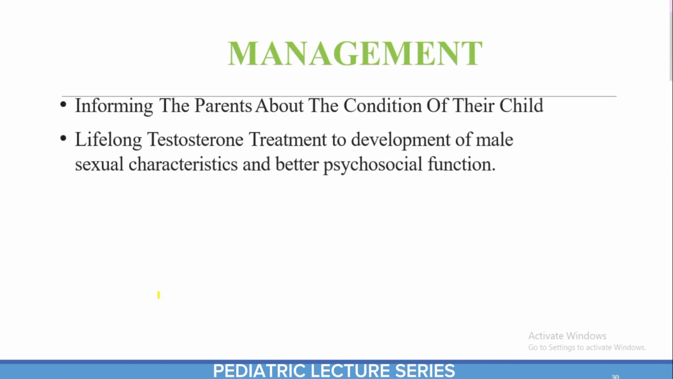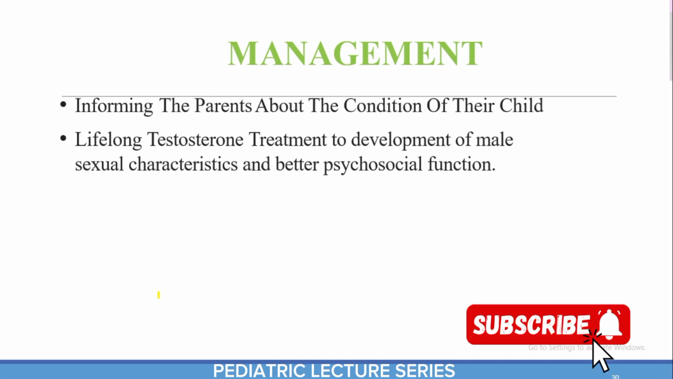And then how do you manage? Basically, you want to correct the genetic abnormalities in these individuals, but you have to inform the individuals about the condition such that they are aware about what is happening. Then you also have to give them lifelong testosterone therapy to develop the male sexual characteristics and for better psychosocial function. And then also you can do surgeries to correct some defects like the congenital heart defects. Those can be corrected so that you improve their level of comfort and living.